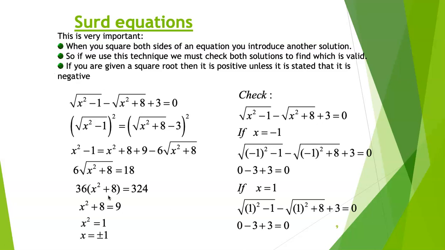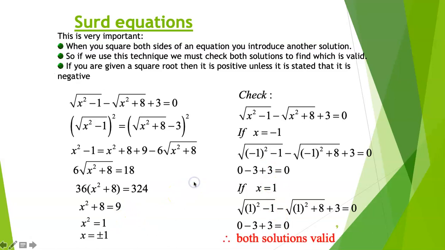You always have to check your answer, because sometimes you get an x value, but when you substitute it back, it will not satisfy the equation. When you substitute the negative 1, you need to make sure that you get 0 as an answer, because if you don't get a 0, that means this is not a valid solution. So if I substitute the negative 1 back, I get 0. I substitute the 1 back, I get 0 as well. So that's why both are valid solutions.